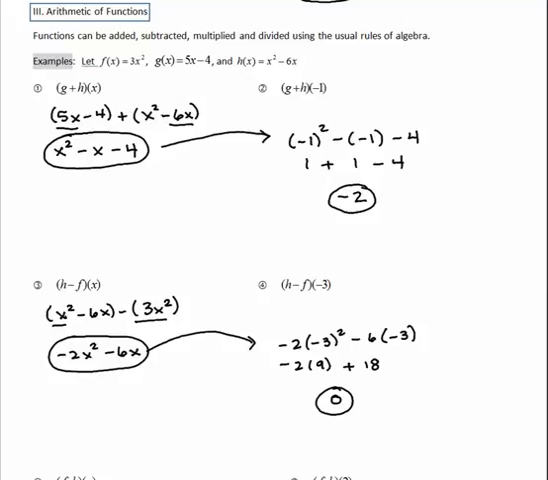By the way, notice that when the number follows the function, right, it was h minus f of negative 3, the negative 3 replaces the variable, and we do the calculation. Earlier, we were looking at numbers in front of the functions, in which case they were just multipliers. So there is a difference.